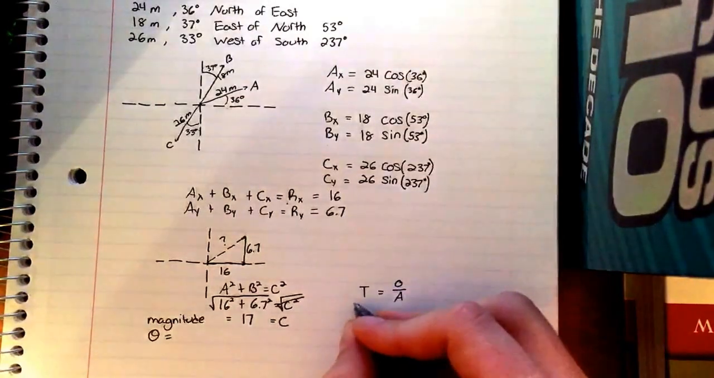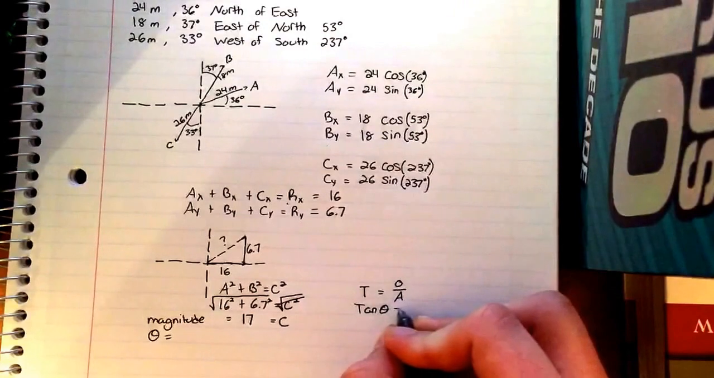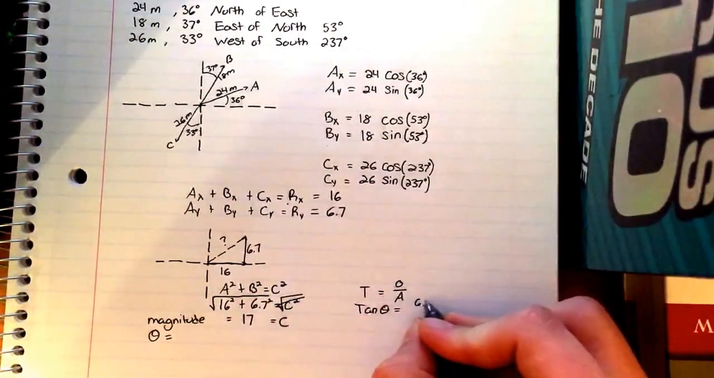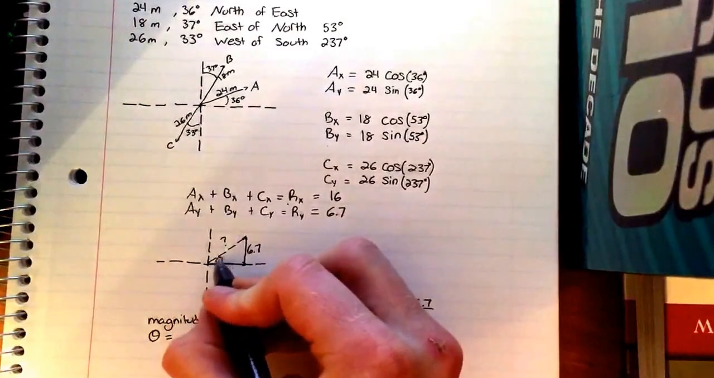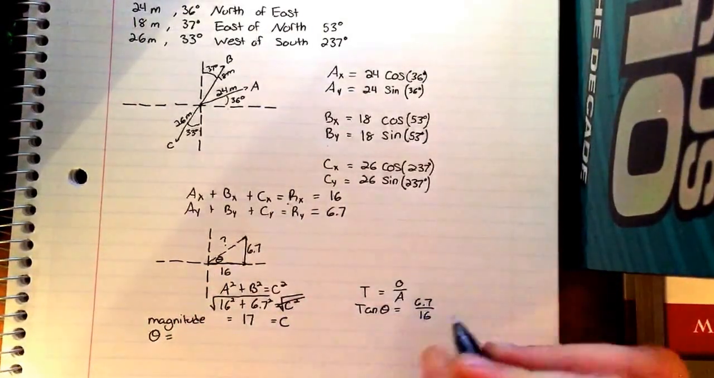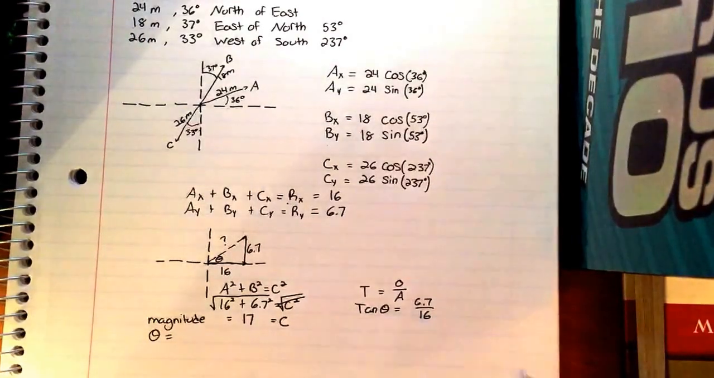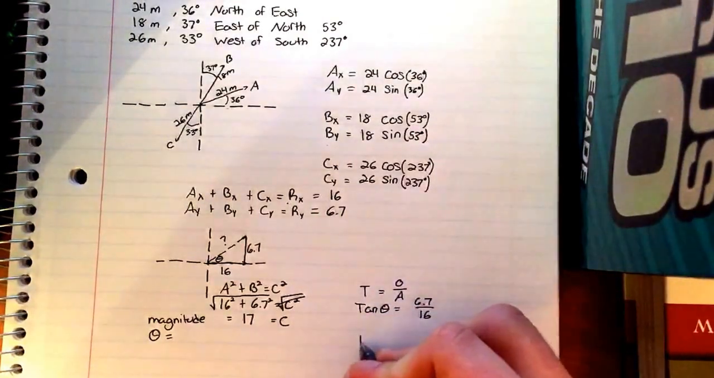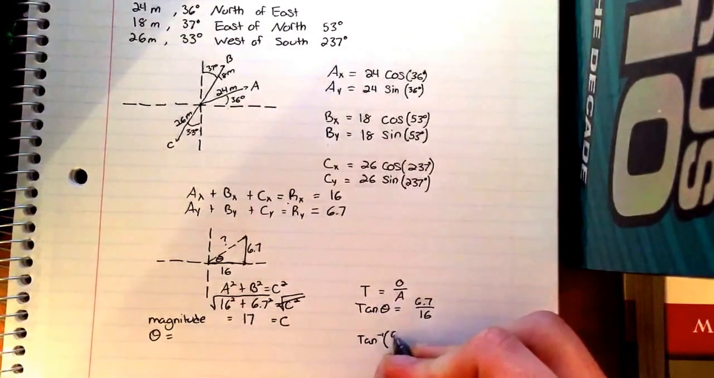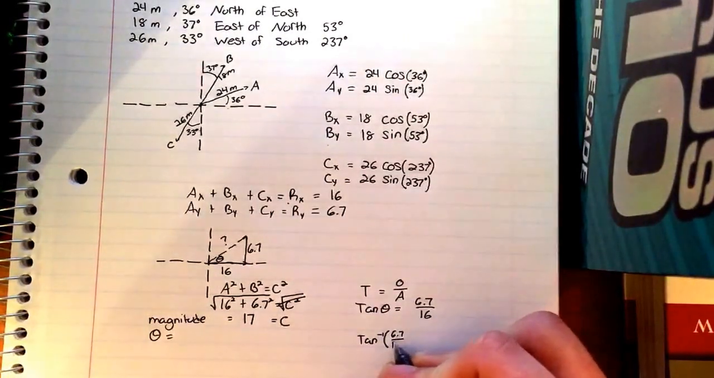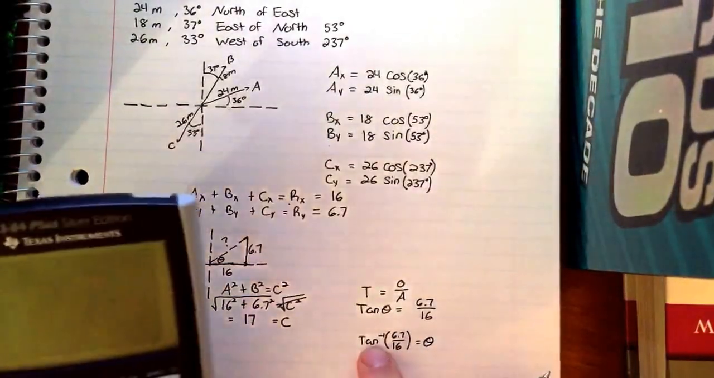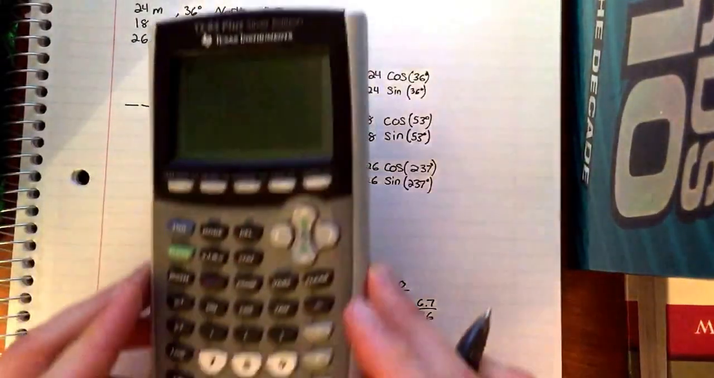So tan theta equals opposite 6.7 over adjacent 16. Now you're probably wondering, how do I figure out what theta is? So what you do is tan inverse, that's how you write inverse, of 6.7 over 16 equals theta. You can't just do tan to the power of -1. It doesn't really work that way. I'll show you how to do it on the calculator.